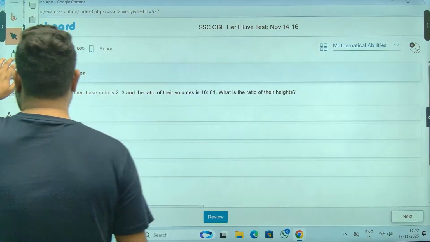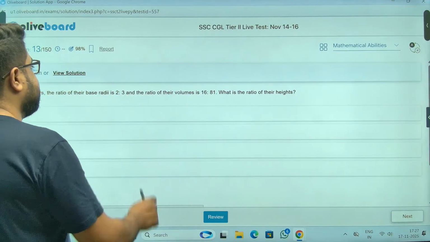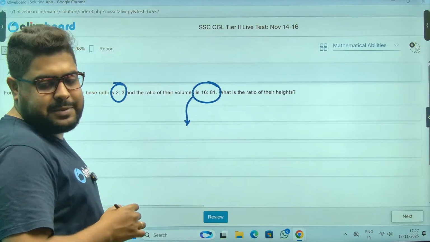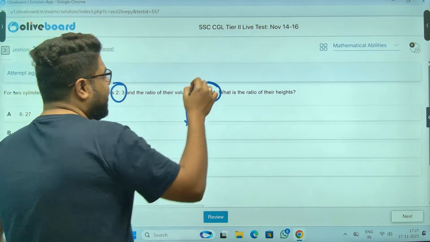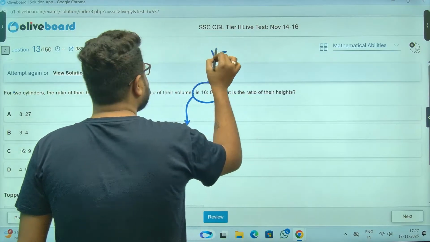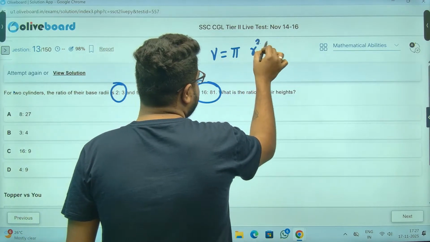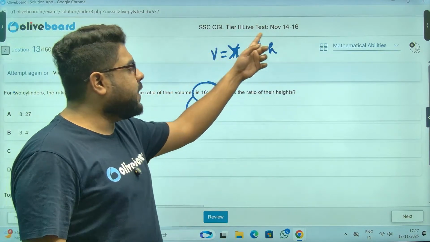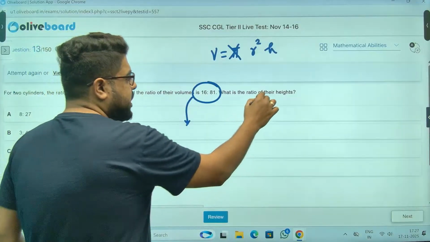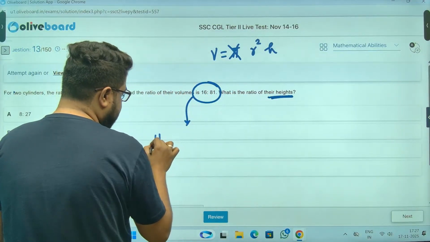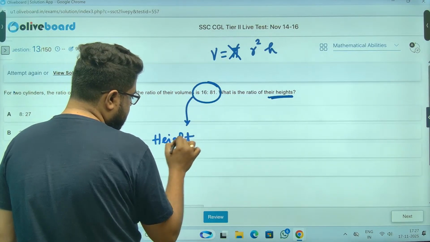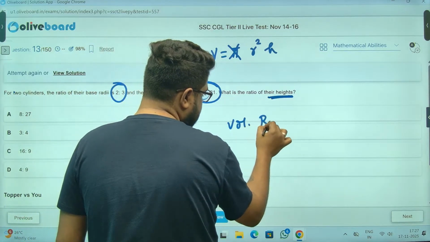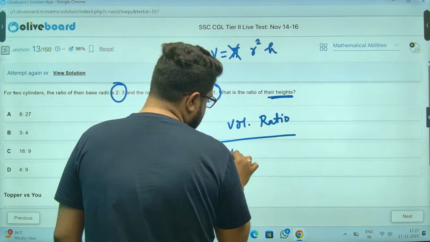Perfect. Next one, sir. 2 cylinders, ratio of the base given, ratio of volume given. Sir, I've done this question, I guess, 90 times at least. Right? Sir, volume in case of cylinder is pi r square into h. So pi cancels. So volume ratio is r square ratio into h ratio. So I need the ratio of heights. So height ratio will be, sir, volume ratio divided by r square ratio.